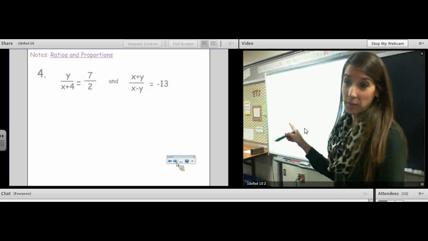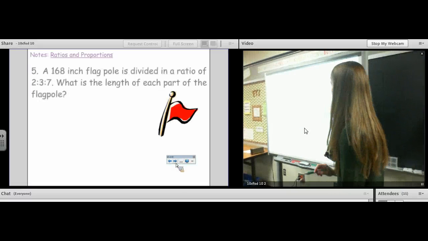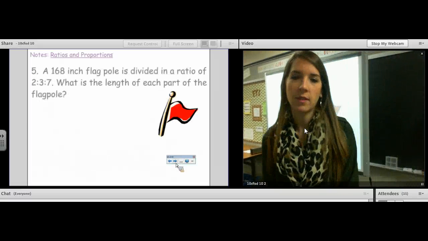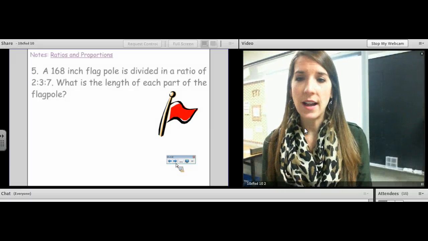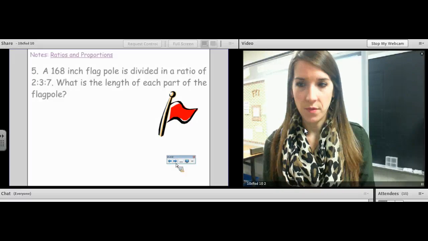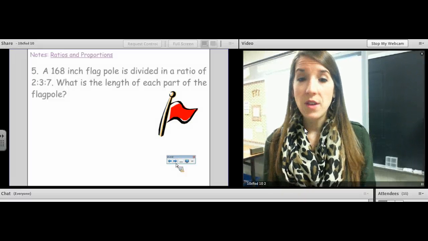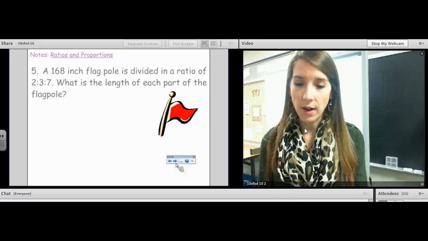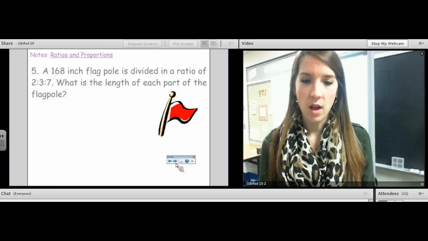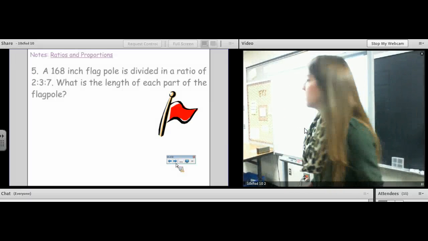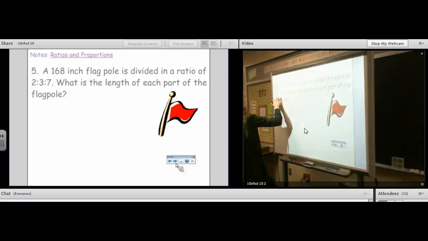We are going to skip number 4, thank goodness. 2 more left. Some word problems. A 168-inch flagpole is divided in a ratio of 2 to 3 to 7. What is the length of each part of the flagpole? So when you think ratio, I want you to think of dividing it into parts, and I want you to think of there always being a common link between them, a common multiplier between them. So there's one number in the world that I could multiply each of these by, and then when I add them together, I'll get 168.